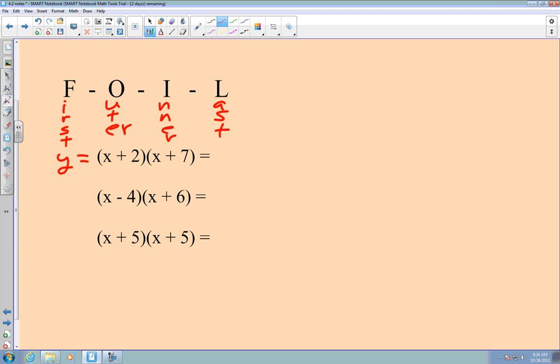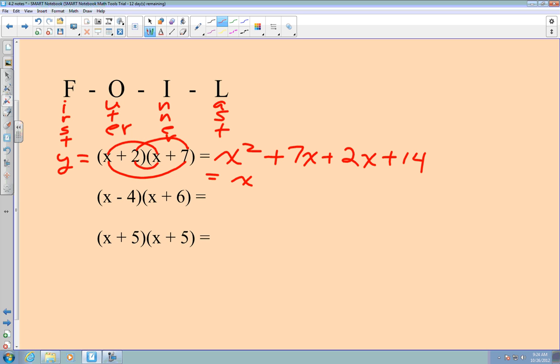Okay? So, we take first terms together. So x times x is x squared. Outer terms, x times 7 is 7x. Plus the inner terms, 2 times x is 2x. And the last terms, 2 times 7 is 14. And then you always have to simplify, so I get x squared plus 7x plus 2x is 9x plus 14.